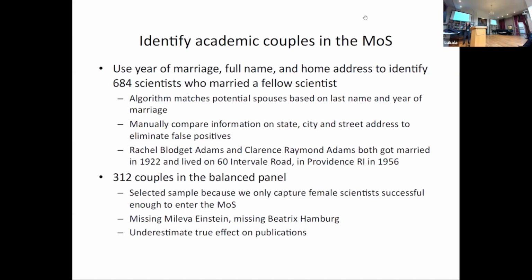So basically we tried to do a bunch of complicated stuff. And then we realized, actually, let's just look at whether they live in the same household, because we have their street address. And by this, we had identified 684 scientists who married a fellow scientist. And so we have 312 couples in the balanced panel.